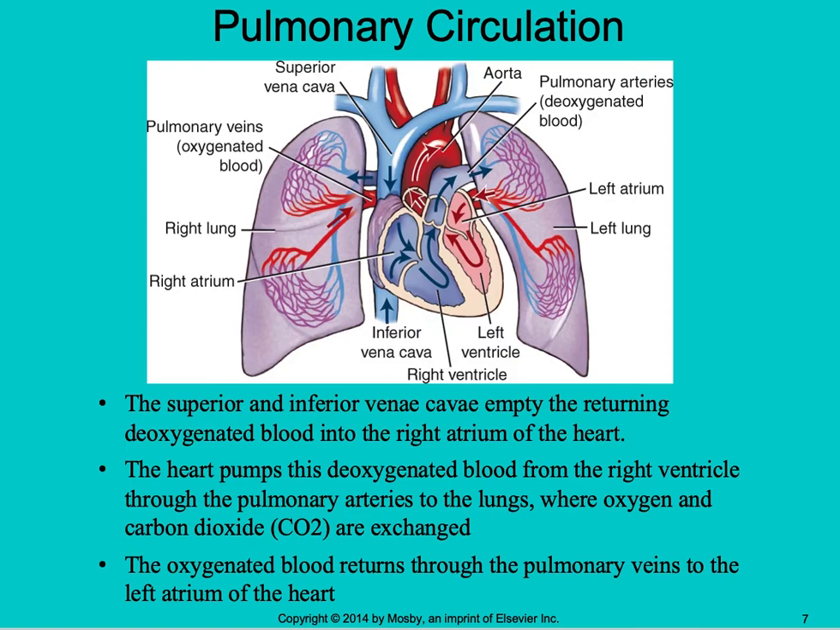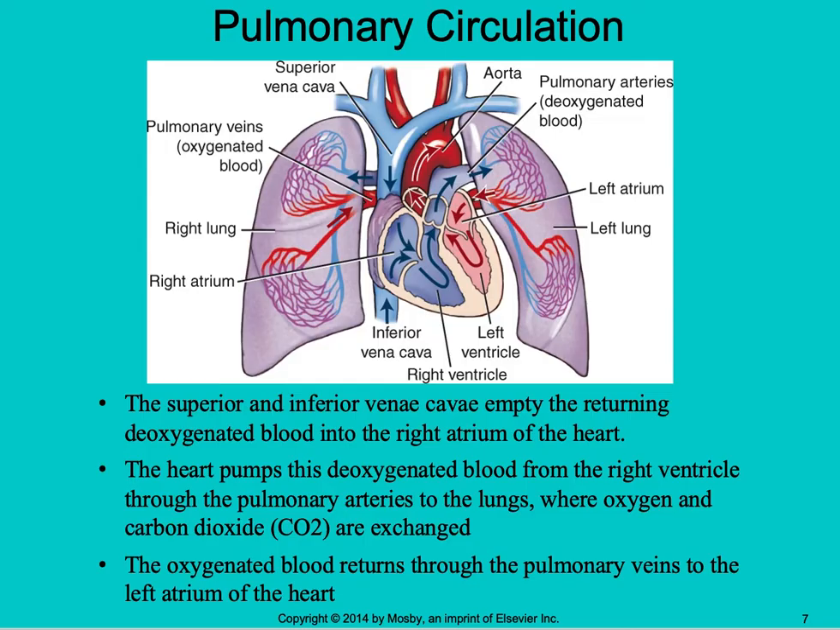The arteries generally carry oxygenated blood from the heart to the capillaries. The exception is the pulmonary arteries, which carry deoxygenated blood to the lungs, blood that has been returned to the heart through the superior and inferior vena cava. The superior and inferior vena cava empty the returning deoxygenated blood into the right atrium of the heart.